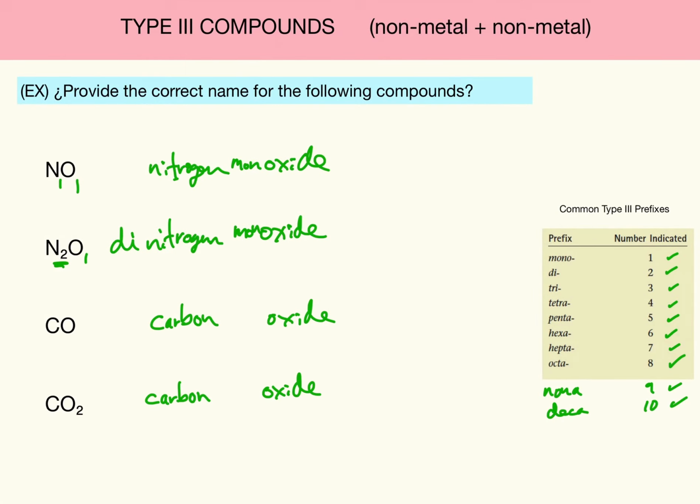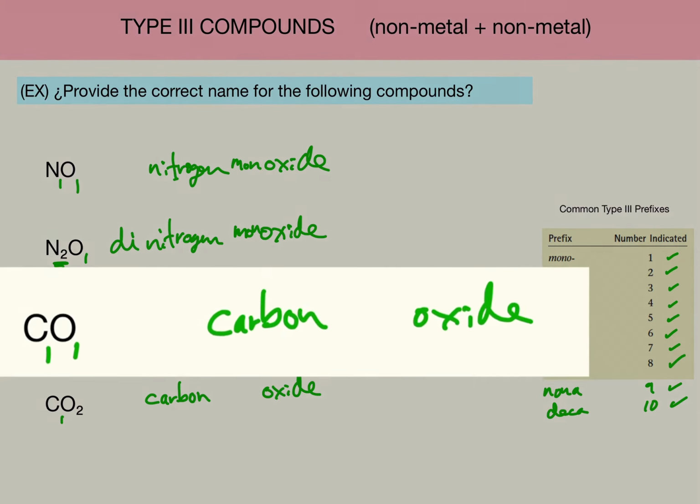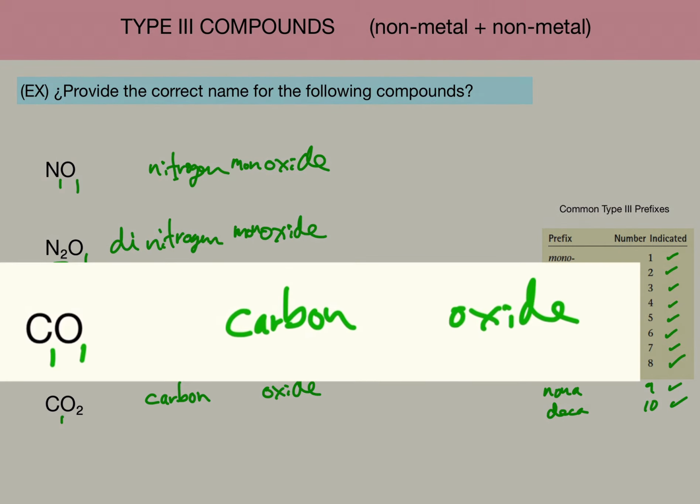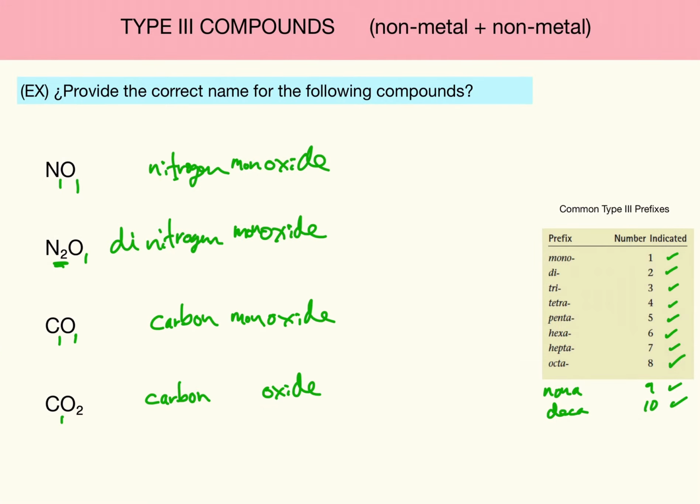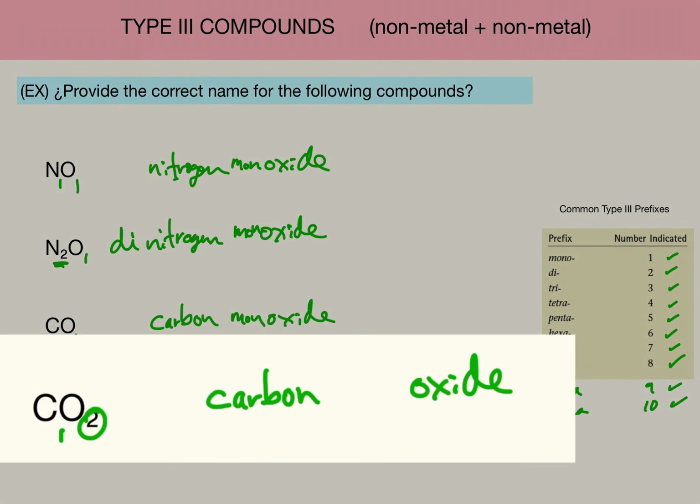Now let's name the first one. Let's show subscripts of 1 to remind us. So this would be monocarbon monoxide. But wait, we don't put a mono before the first one. So it's carbon monoxide. And you already knew that. And this next one is what? Carbon dioxide.